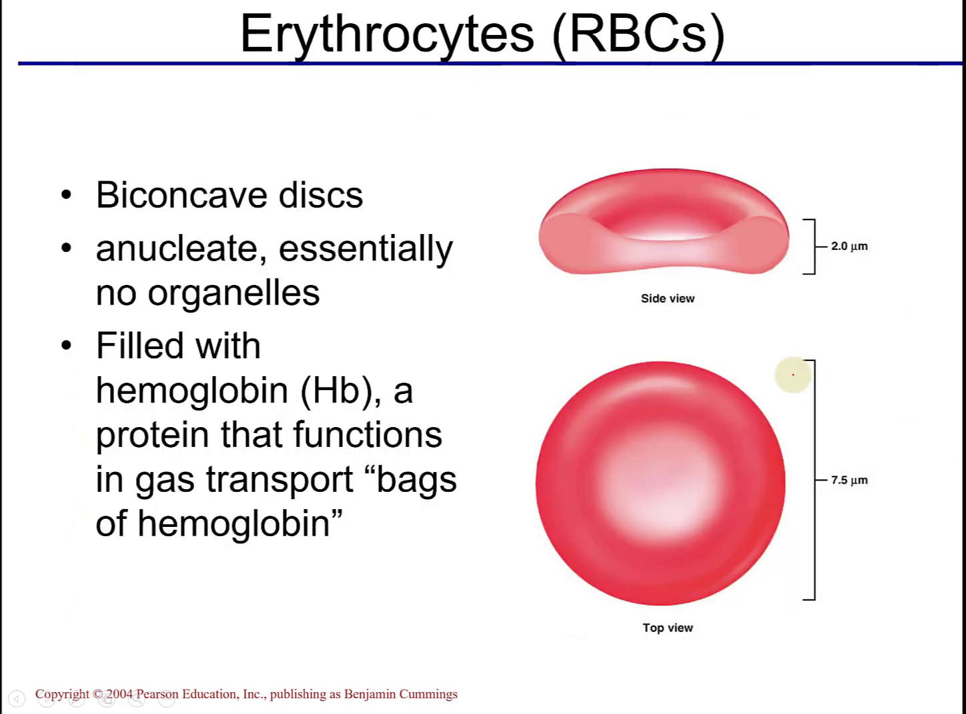So let's take a close look at erythrocytes. These are biconcave discs. That means they cave in on the top and they cave in on the bottom. They cave in on two sides. So the middle is very thin, and that's why it appears kind of white here, very thin. These are very small cells, and they are anucleate. Now remember, if you see A before a word, it means not. So they have no nucleus and pretty much no organelles. In fact, they are almost completely full of a protein called hemoglobin, abbreviated HB. Hemoglobin is a protein that transports oxygen.